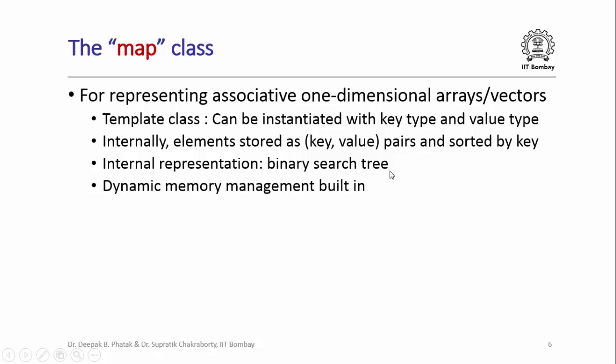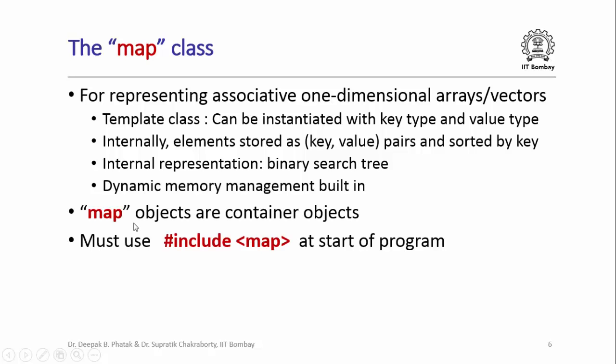We have studied about binary search trees in an earlier lecture. And of course, this is going to dynamically allocate and deallocate memory, but the whole of dynamic memory management is built in, and as a user of this class, you do not need to worry about it. Like vectors, map objects are basically container objects. They are used to store a collection of objects of some other type.